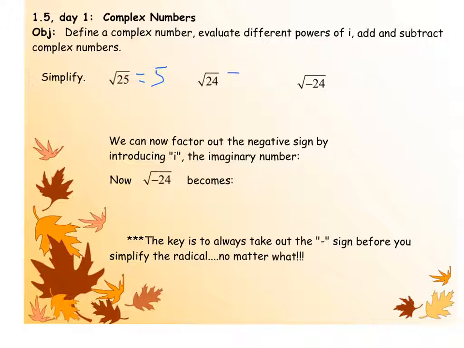Now, we can take a non-perfect square, and we can do some simplifying with that as well. For example, I can simplify the square root of 24 because it can be split up into factors of 4 and 6. I picked 4 and 6 because 4 is a perfect square, and then I could simplify it to 2 square root 6. Which leads us to the square root of negative 24.